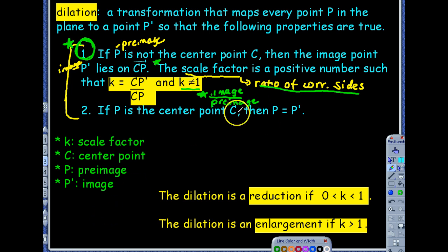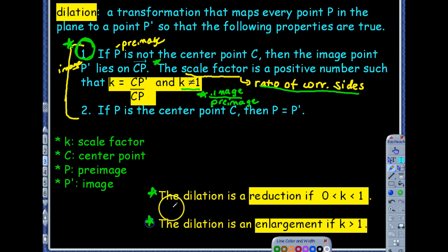So some good stuff. Hopefully you're writing that down. Okay, just a key down here. Again, k is a scale factor, C is your center point, P is your pre-image, P prime is your image. And they won't always be P's and P primes, but you know that when it's the same point that's primed, that's going to be your image. Good.